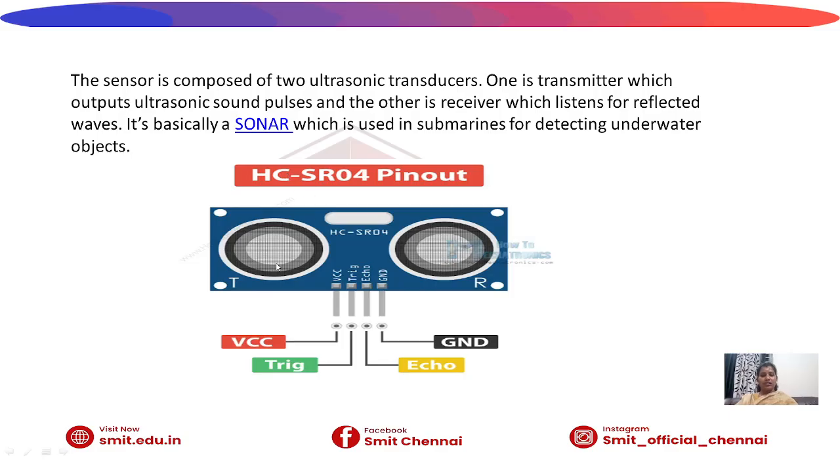Here is the pinout. Here is the ultrasonic range sensor. This is the sensor. Actually one pin is for trigger and another one is for echo. There are 4 pins: one is VCC, another one is ground, one is for emitting, and another one is for echo, that is, reflecting sounds.